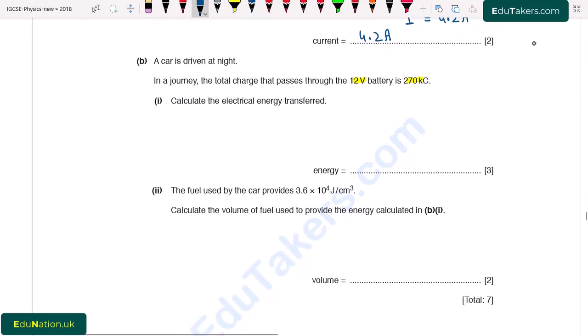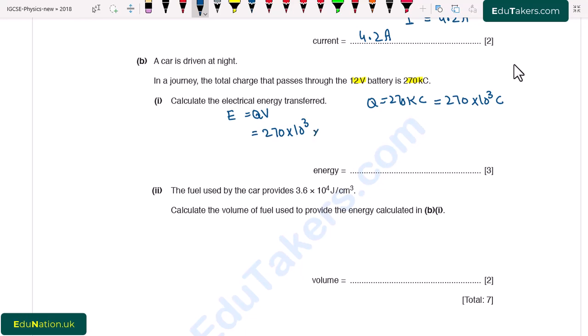So we know that energy, that is electrical energy, is the product of charge and potential difference. Here total charge is 270 kilocoulomb. We have to convert this charge into coulombs. It becomes 270 into 10 to the power 3 coulomb. So I write here Q is equal to 270 multiplied by 10 to the power 3, and potential difference is given 12 volt.